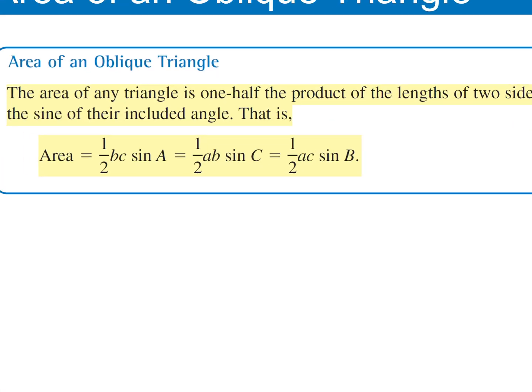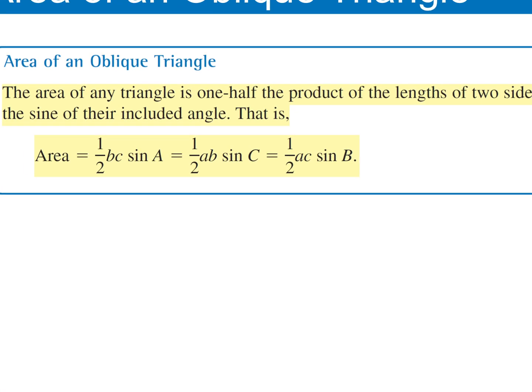Here's the formula. Now, it's all the same thing. It just depends upon what you're looking for. If you have both sides B and C and angle A, then you set up like this. If you have these two sides AB and angle C, or AC and angle B. What you need is 2 sides and the angle in between. I like to write it like this. I personally don't like the 1/2 out in front.